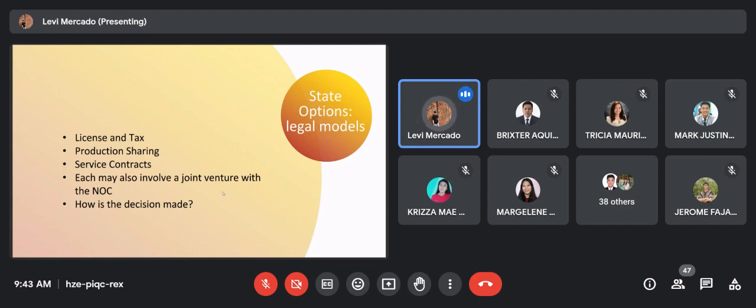Allowing access, we have to have license. Product sharing agreement, service contracts, and each may also involve a joint venture with the NOC. Ano yung ibig sabihin ng joint venture? It's a partnership with the national and international oil company.